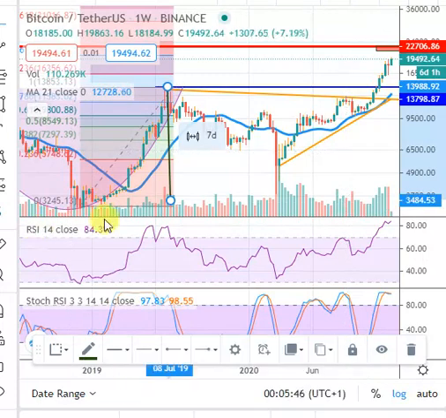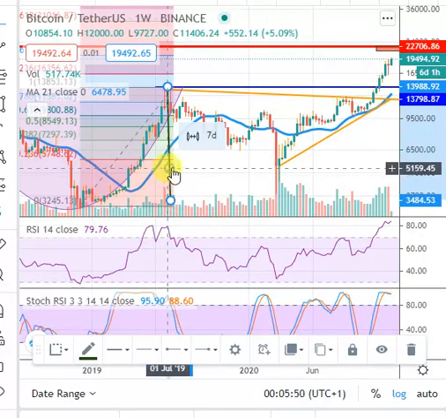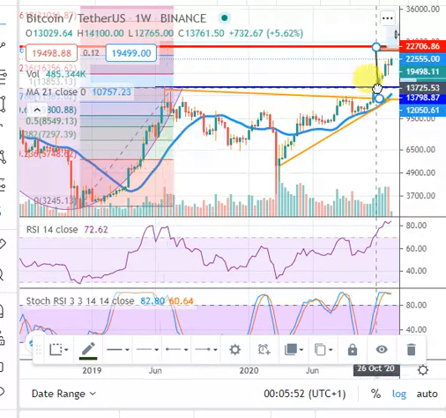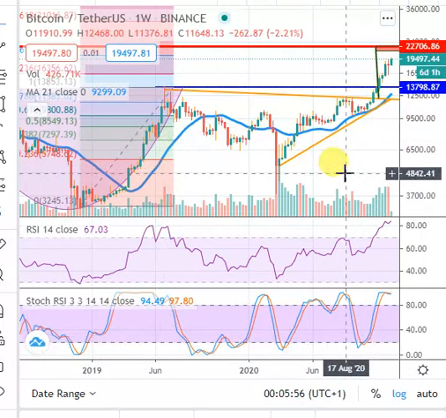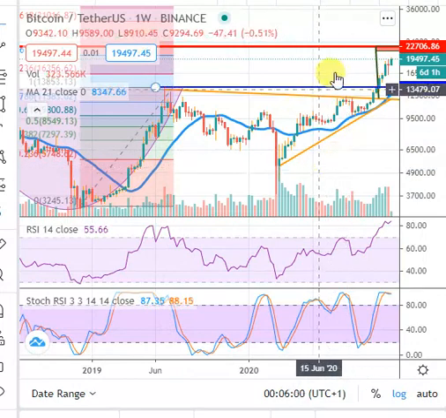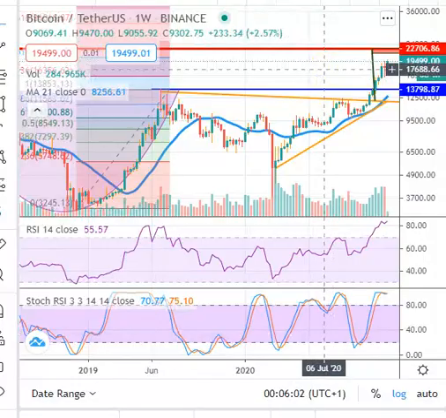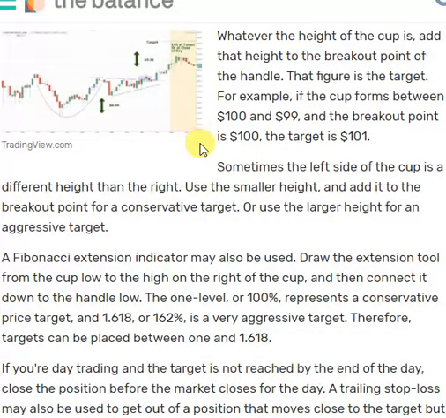Okay, so when you take this move from here and you place it up to this breakout point, it takes you to exactly 22,700. Now, there is every possibility that we may not get to that target. If you read further from this end here, it says a Fibonacci extension indicator may also be used.